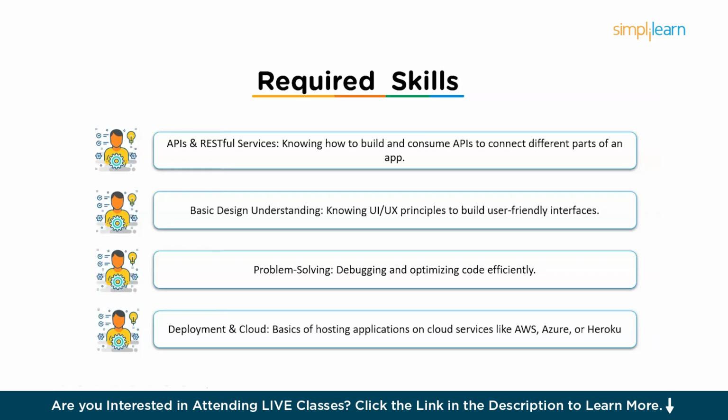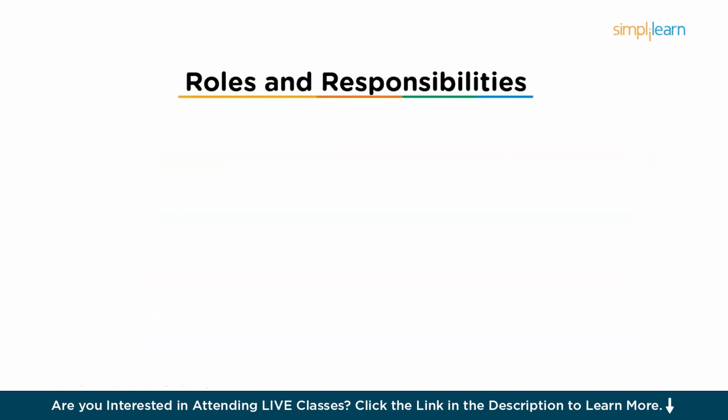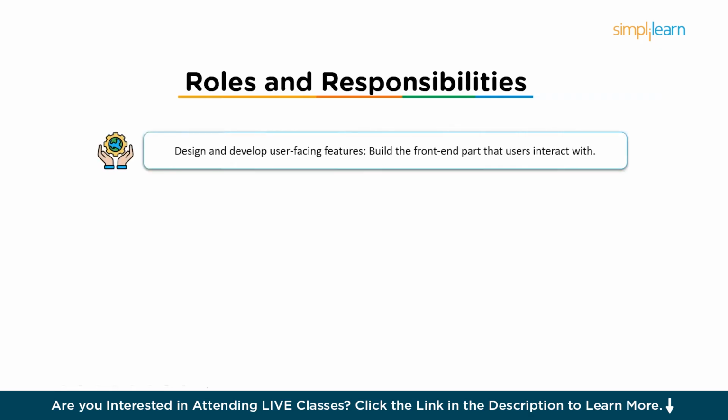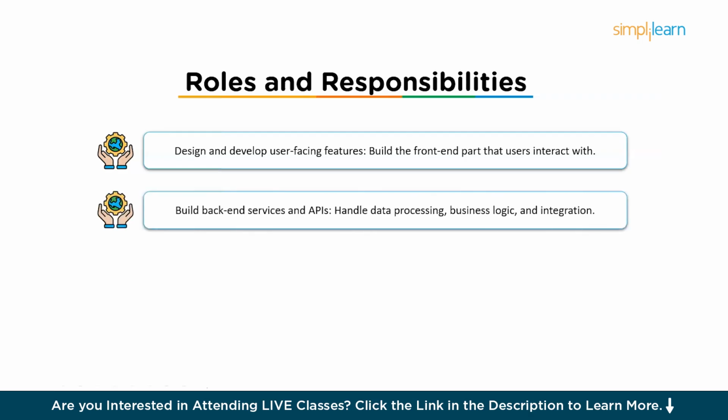Now that we know all the skills, let's move on and understand the roles and responsibilities of a full stack developer. Here's what a full stack developer typically does. The first one is designing and developing the user-facing features. That is basically building the front-end part that users interact with. Then it is about building the back-end services and APIs, handling the data processing, business logic and integration.